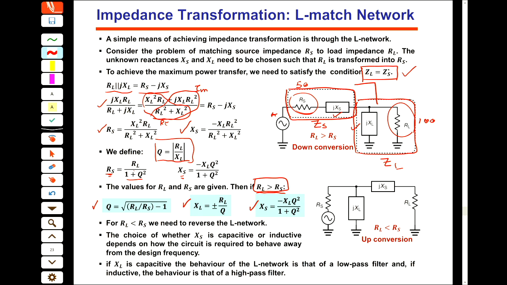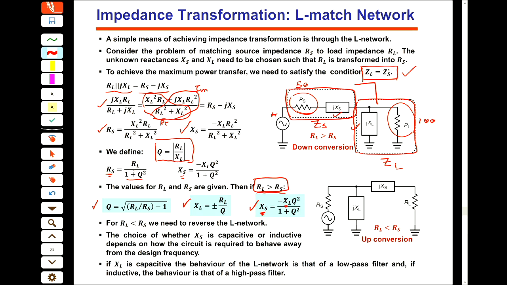Please consider that XS and XL are always opposite of each other. I mean, the sign is not the same. So if XL is an inductor, then XS should be a capacitor, and vice versa. So you cannot use two inductors. One of them is an inductor, one of them is a capacitor.